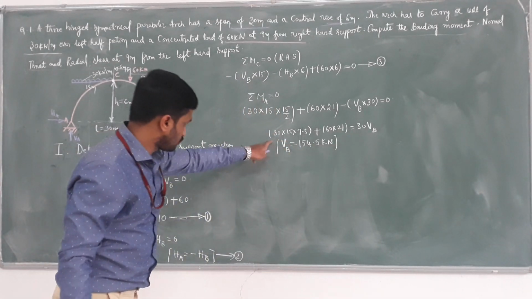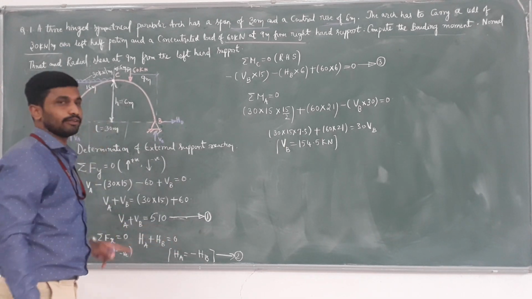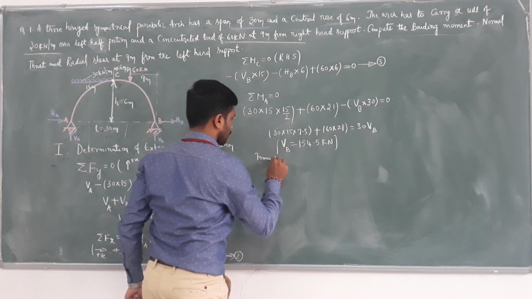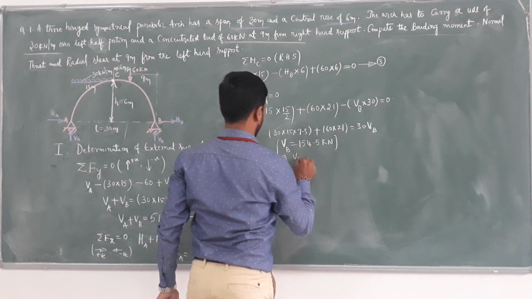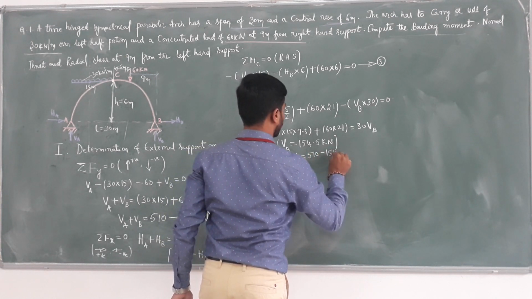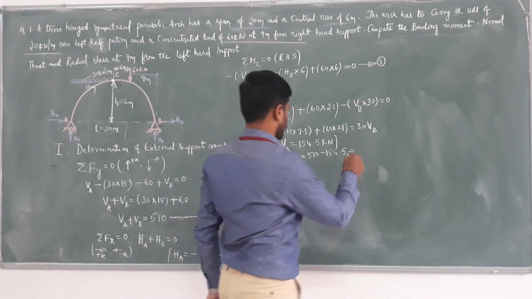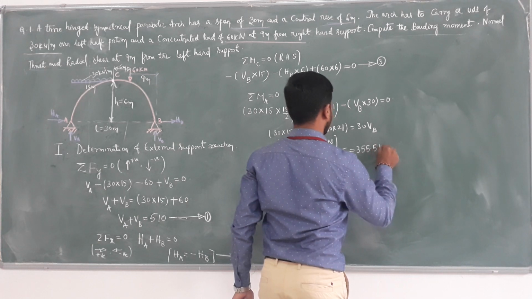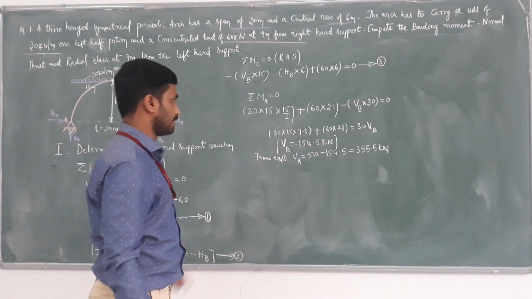Now substitute this VB value in equation number 1. We are getting the VA value. So from equation number 1, we are getting VA equals 510 minus 154.5. So what is the VA value? 355.5 kilonewton. So we are getting the VA value and VB value.